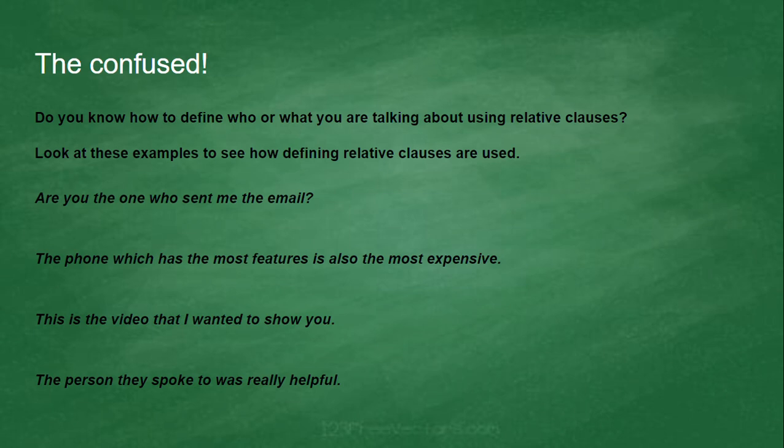In the first sentence, the word who is a relative pronoun. In the second sentence, the word which is a relative pronoun. In the third sentence, that is a relative pronoun. In the fourth sentence, there is no relative pronoun. Right. So let's continue to the next slide.